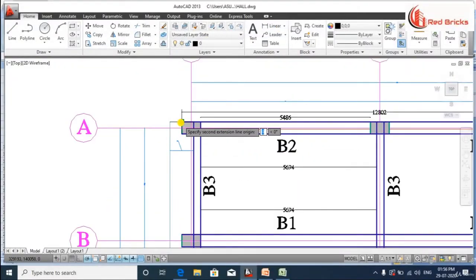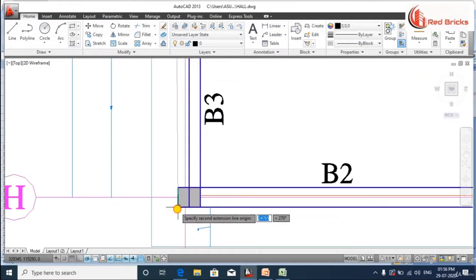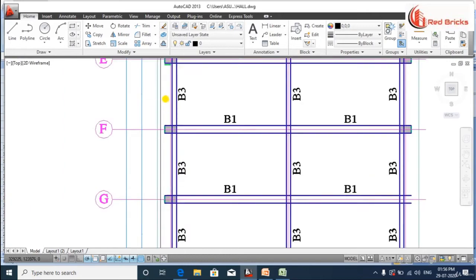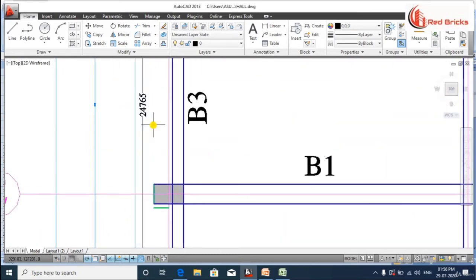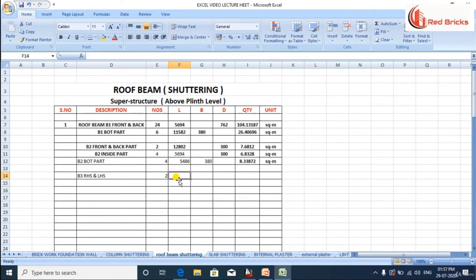Now we will find shuttering of B3. The left hand side length of B3 beams is 24,765 mm. Its number is 2, length is 24,765 and its depth is 300 mm. We will find its quantity by multiplying all its measures and converting it to meter square.